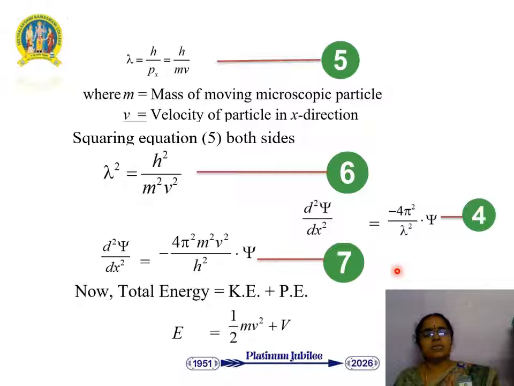We all know that total energy is simply the sum of kinetic energy and potential energy. Then the total energy E is equal to half mv squared plus V.